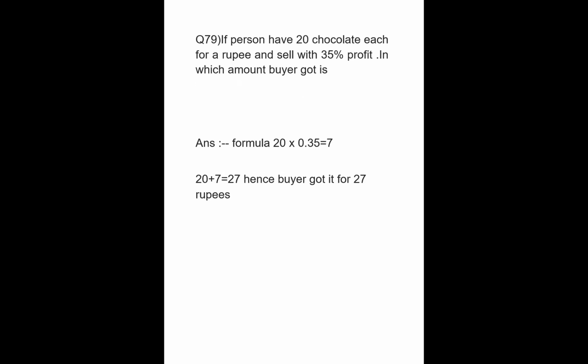Then another question: if a person has 20 chocolates for a rupee each and sells them with 35% profit, for what amount did the buyer get them? We have to calculate the amount for which the buyer bought these goods. The correct answer is 27, because for 20 chocolates, 35% profit is 7. So the total amount will be 27.